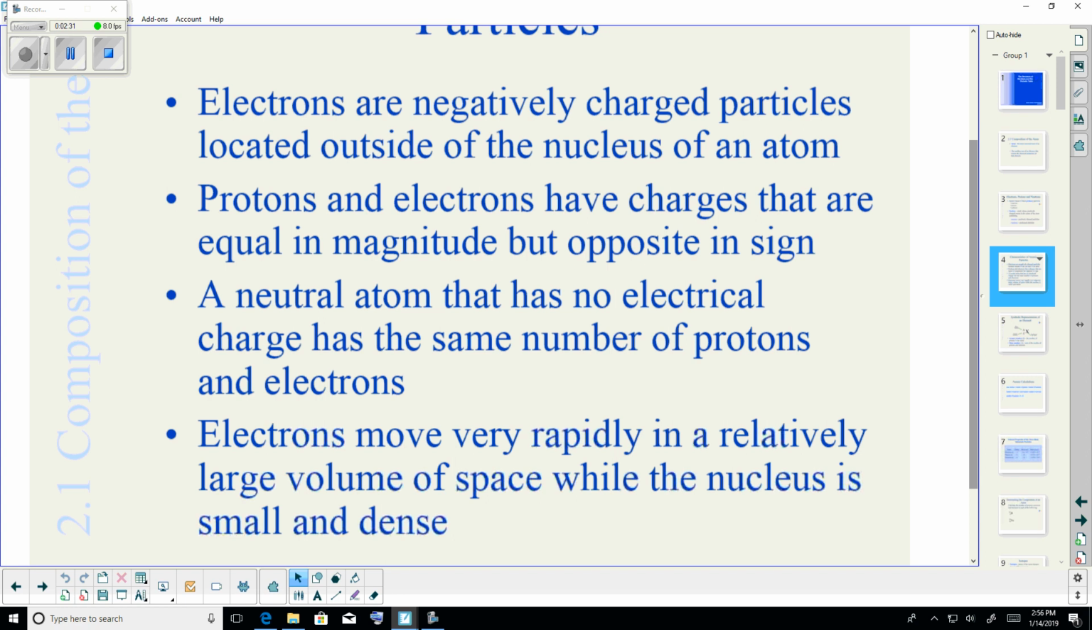Electrons move very rapidly in a relatively large volume of space, while the nucleus is small and dense. If you picture a football stadium, you can picture the electrons going in the outer seats. The nucleus would be the size of a grape on the 50-yard line. So most of the mass of the atom is in the nucleus, and most of the volume comes from the electrons orbiting around the nucleus.